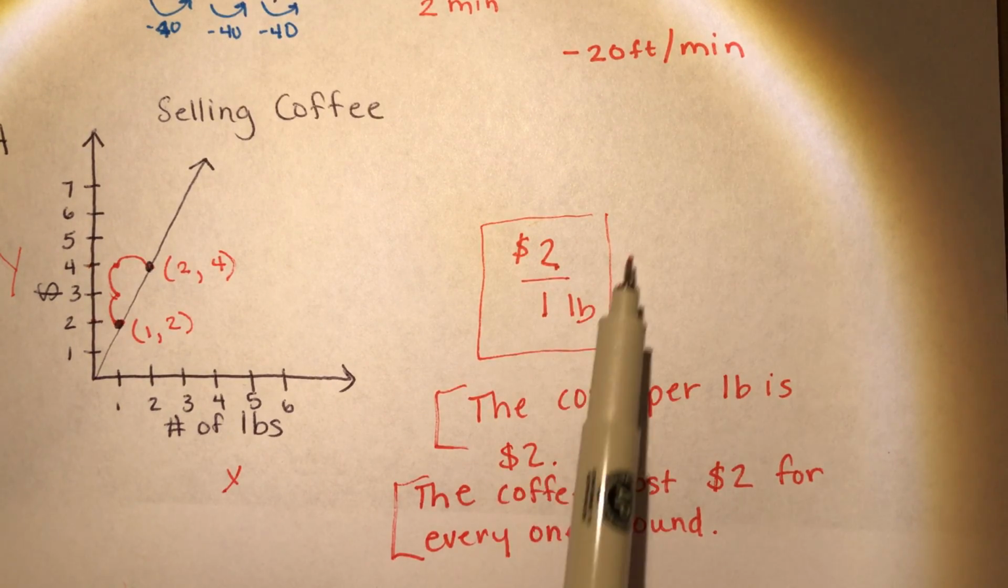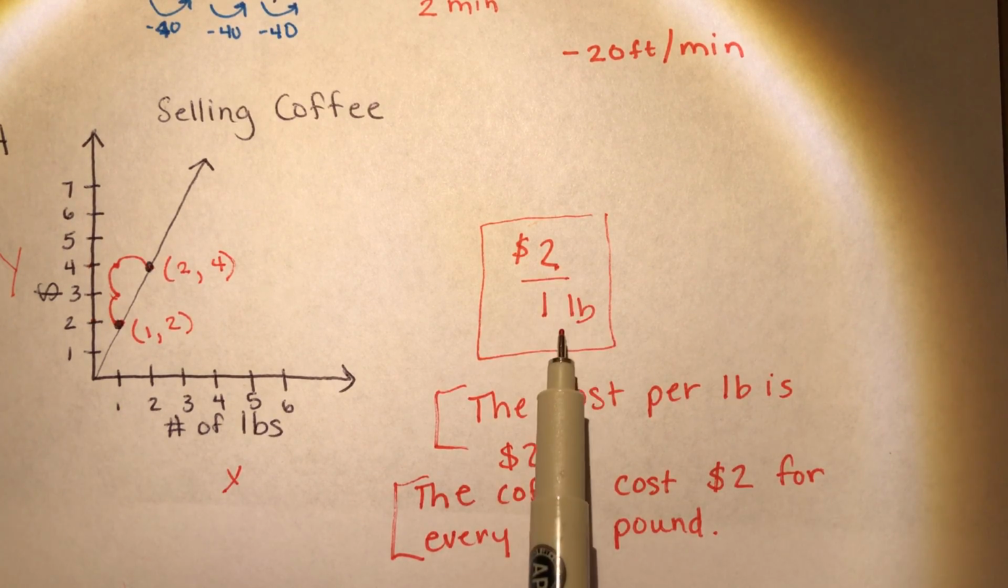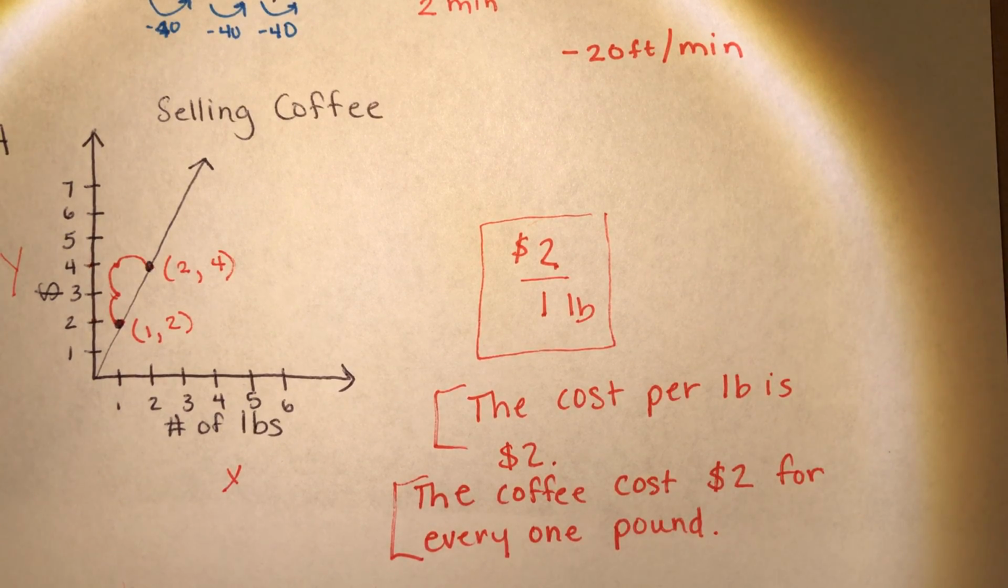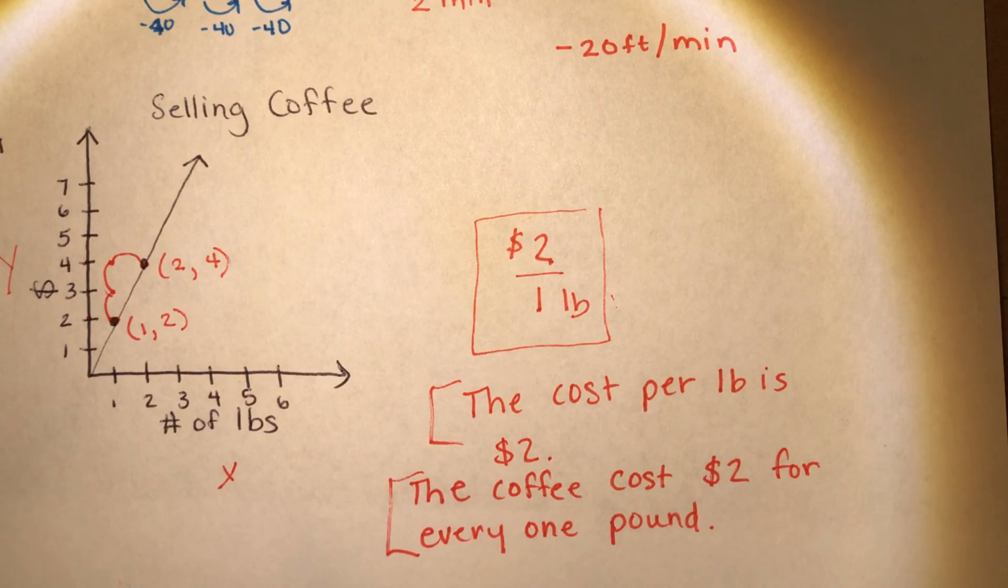So again, you get 1 point for your constant rate of change. Remember, it has to be change of y over change of x with 2 labels, and 1 point for a sentence interpreting what this means. What does that mean in regards to the situation?